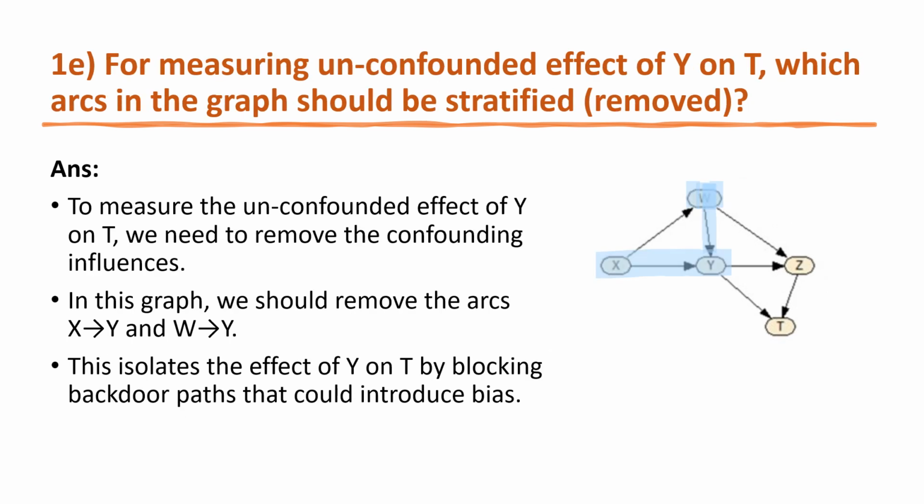For the final question, for measuring the unconfounded effect of y on t, which arcs in the graph should be stratified? So to measure the unconfounded effect of y on t, we need to remove the confounding influences. In this graph, we need to remove the arcs x to y and w to y. This isolates the effect of y on t, by blocking the backdoor paths that would introduce the bias.